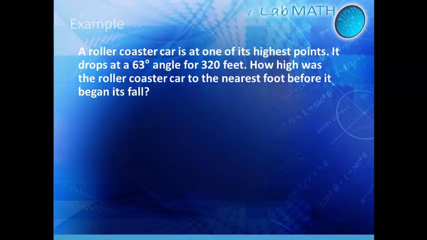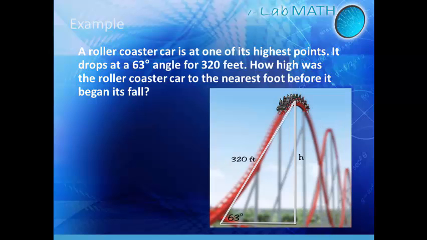Here is another example. A roller coaster car is at one of its highest points. It drops at a 63 degree angle for 320 feet. How high was the roller coaster car to the nearest foot before it began its fall? Here is the figure. Acute angle 63 degrees.